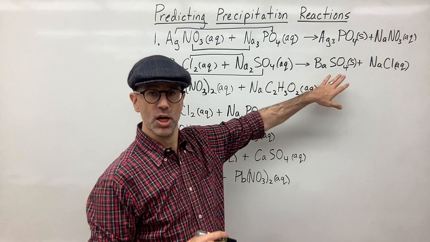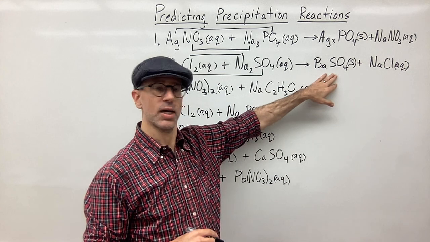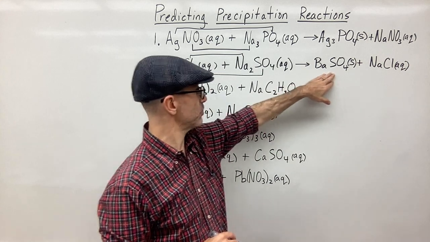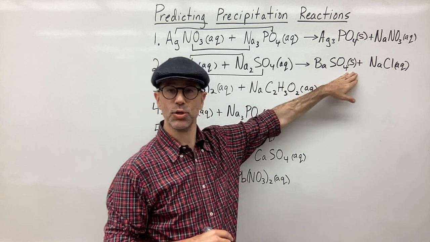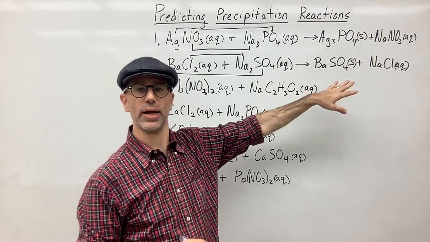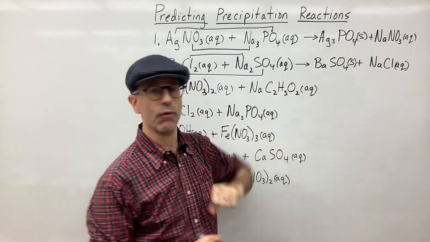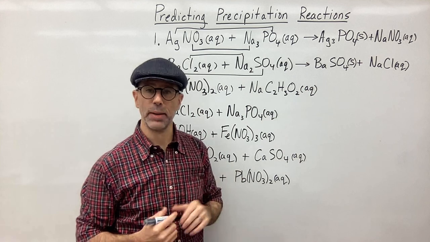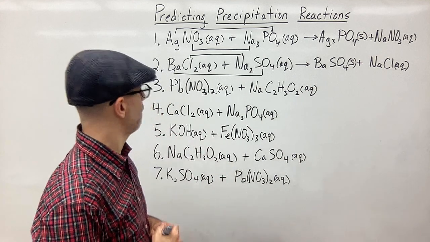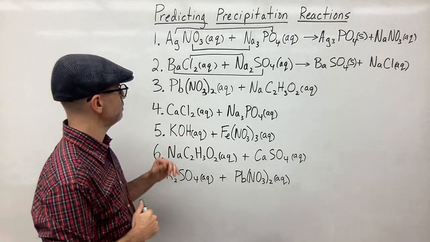So in this case, we do form a product. So we do have a barium sulfate precipitate. So there is a reaction going on here. So both of these will form a reaction. They'll form a product. So let's go on to the third one.